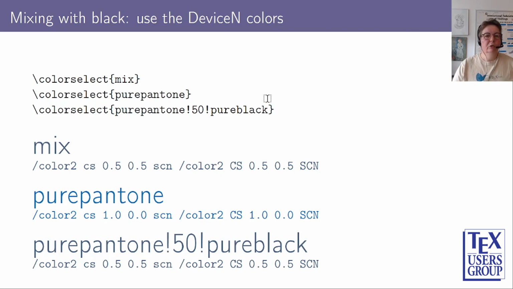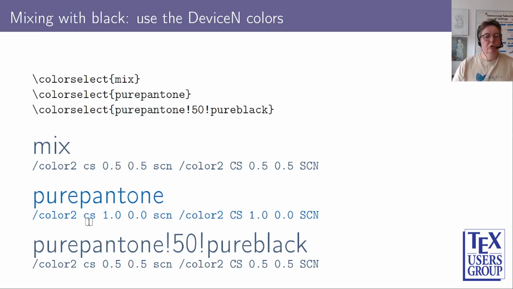Let's look at how to use them. I select the mix color, I select the pure Pantone color, and I also select a mixture between the Pantone and the pure black color. If you look at the result, you can see that the mix is a bit darker, and it now uses our second color model with values half Pantone, half black.